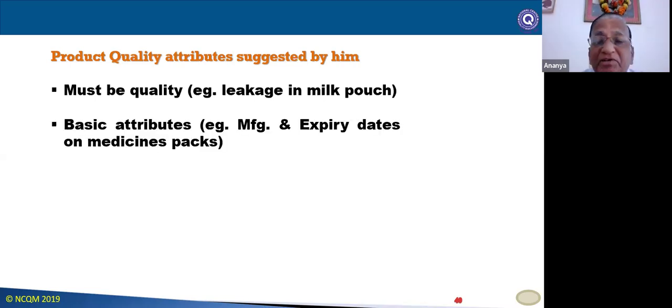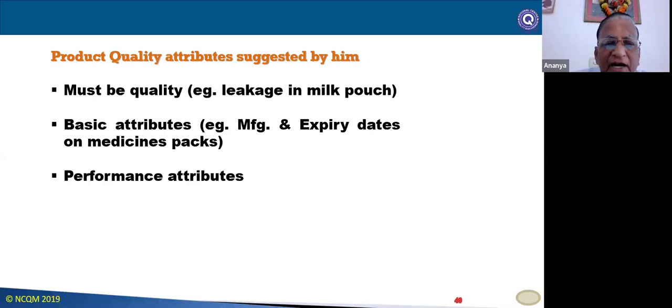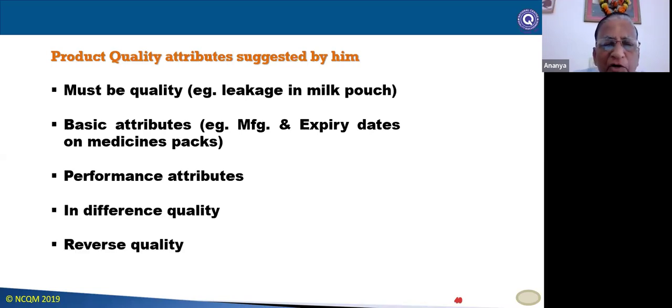Basic attributes like manufacturing date, expiry date on medicine must be there. We have given you the expiry date, and they say, what did you tell us, that is necessary, we know, one day, two days. In medicine everything is there. So it is all basic, stated. Performance attributes normally get changed, or people get excited. I never thought of it, and that is where we want to think more about performance attributes. Difference in quality, okay, that is basically what we are talking about.